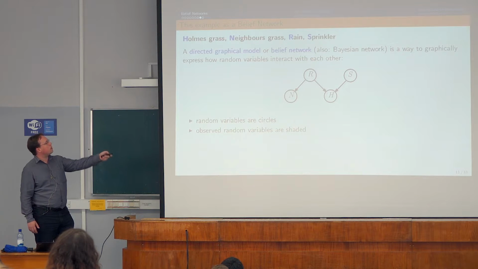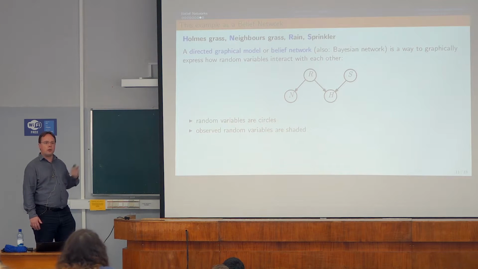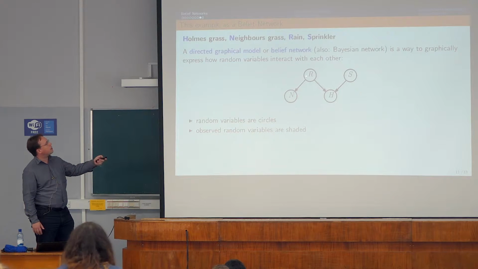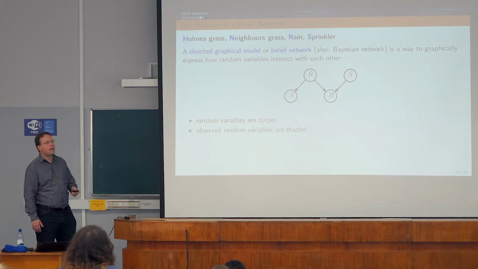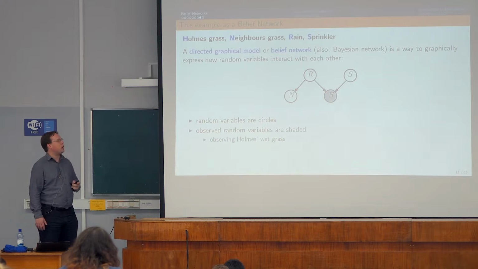So this is the typical notation of a belief network, also called the Bayesian network. It's a directed graph, and each random variable is a circle, or a node in the graph, and they are connected with arrows. In this case, this is the rain, this is the sprinkler, and they're both connected to Holmes. And sometimes when we observe that a certain variable has a certain value, we use the convention that we shade that node.